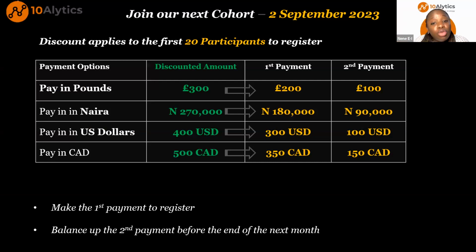We understand that sometimes people might not be able to pay this money at once, so we accept two instalment payments. The first payment is either £200, 180,000 naira, 300 USD, or 350 Canadian dollars. For this particular masterclass, we're giving the discount to the first 20 people, so you can indicate interest.